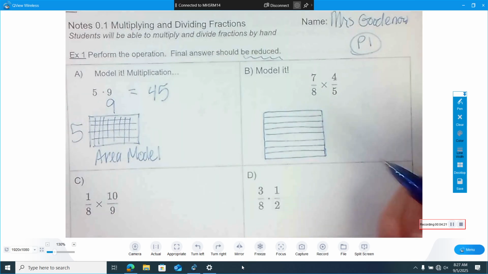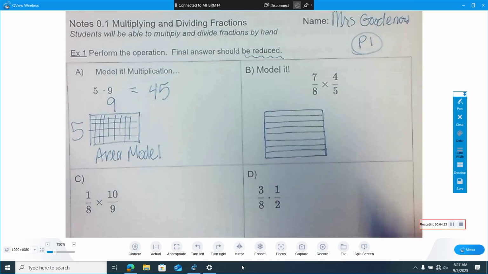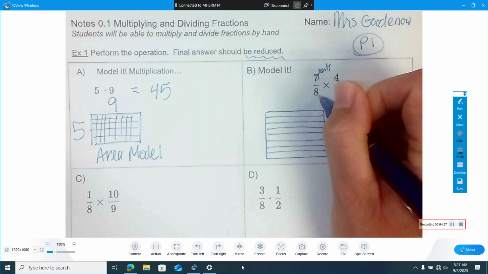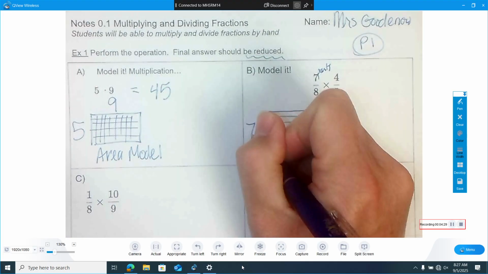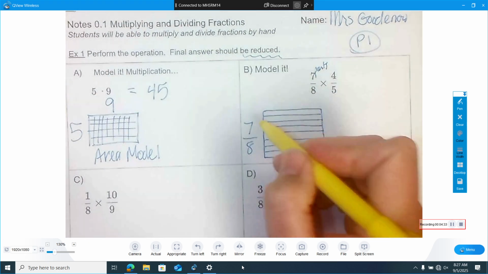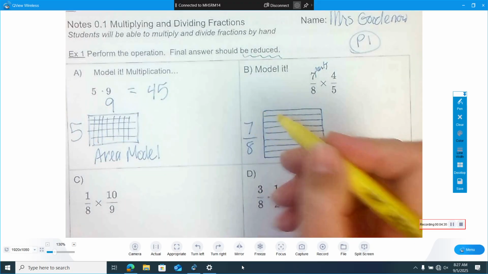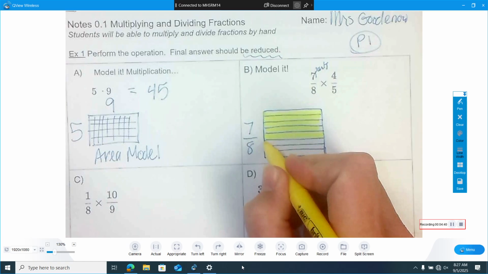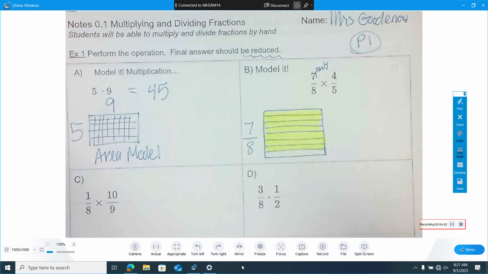Okay, so we want to model 7 parts out of 8 total pieces, so 7 out of 8. I'm going to take my highlighter, and I'm going to highlight those 7 out of 8 parts. So there's 1, 2, 3, 4, 5, 6, 7, 8. 7 out of 8 pieces shaded.